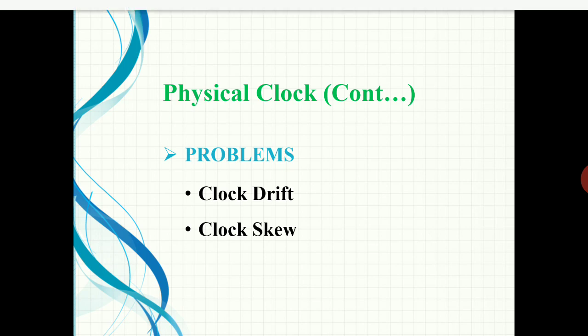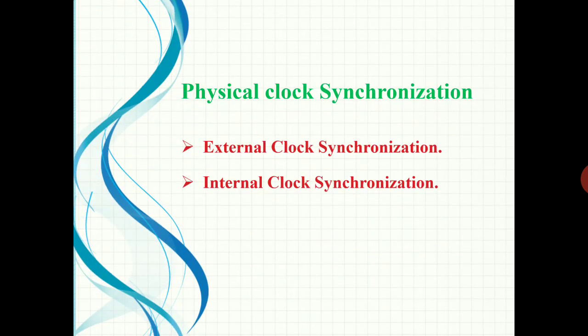Then we can achieve physical clock synchronization in two ways. The first one is external clock synchronization and the second one is internal clock synchronization. In external clock synchronization, an external reference clock is present and is used as a reference by other nodes. Whenever a particular node wants to set or adjust its time, it will send a request to the reference and adjust the time.